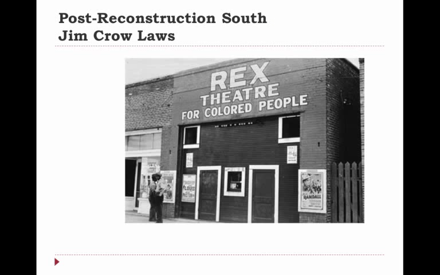So, what's happening in post-Reconstruction South? How are the blacks doing in the South? Not so good, right? Are they dealing with Jim Crow laws? Yeah. What did that mean?